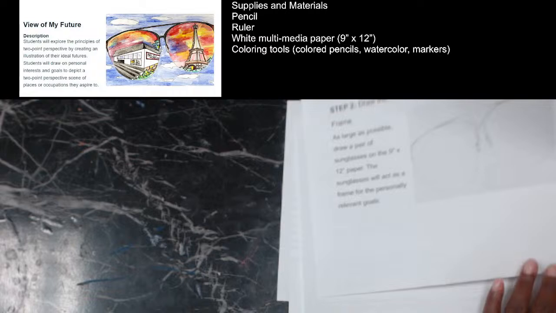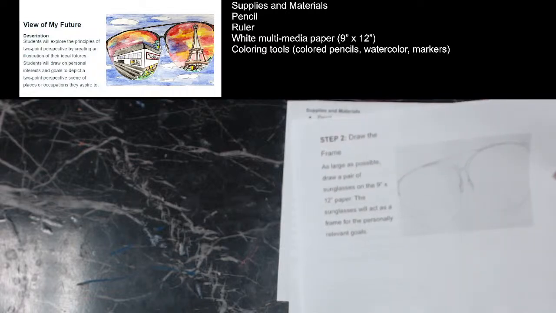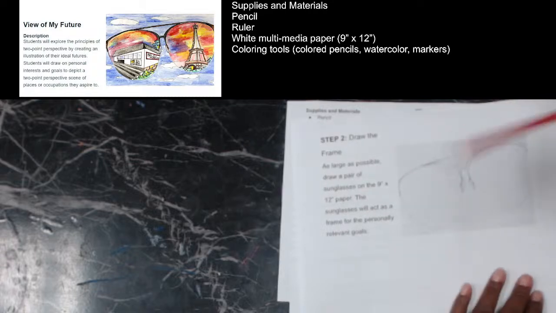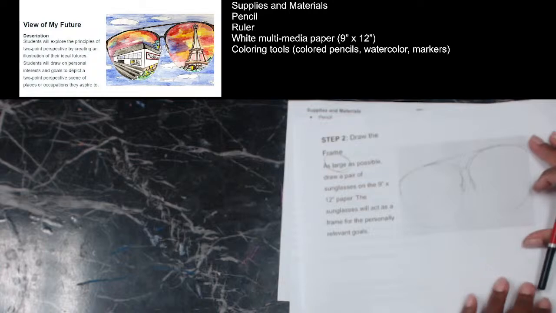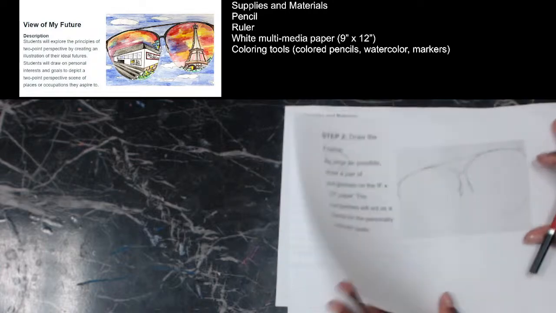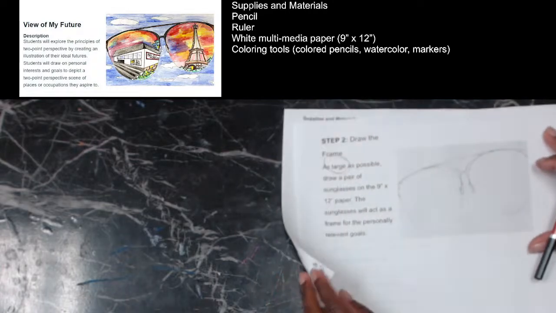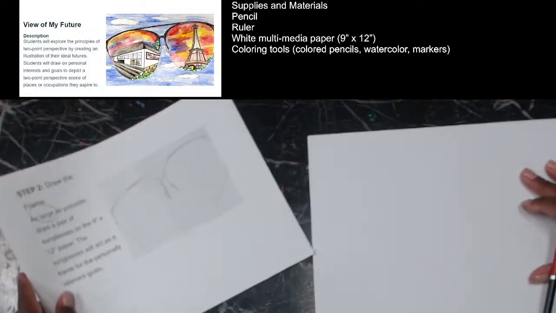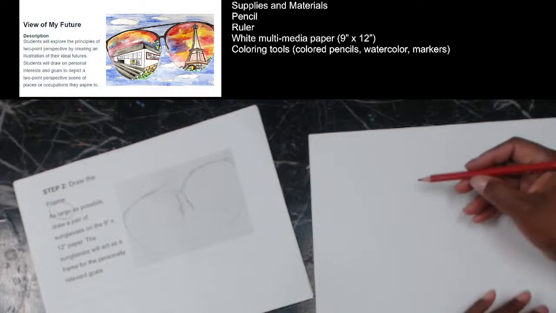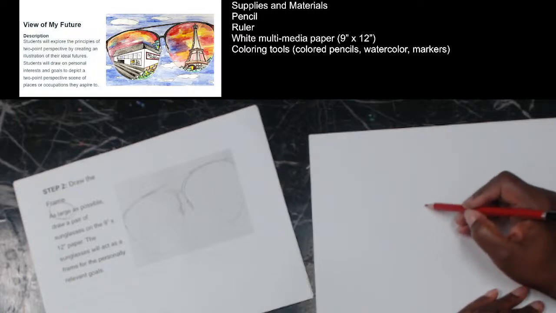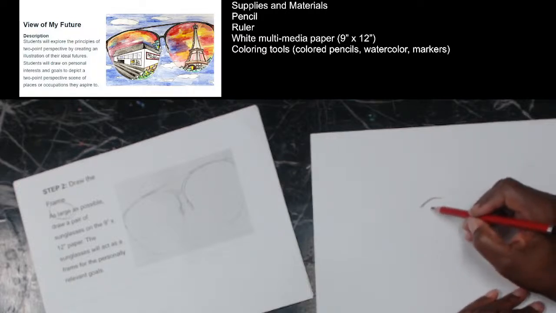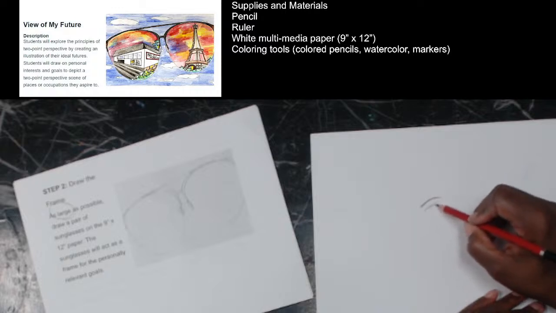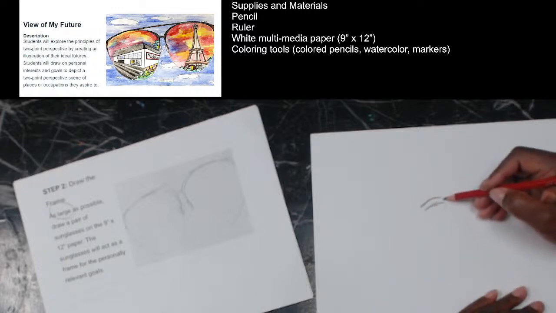So then once you finish that, you can flip over the handout and begin to draw the details of the frame of the glasses. We're going to draw as large, see it says large as possible, sunglasses on this 9 by 12 paper. For us, for this class, it's going to be 8 by 10. And we're going to mimic exactly what we see. I like to start in the center. This here assignment is not about the grid, so you can freehand draw this to your capability.